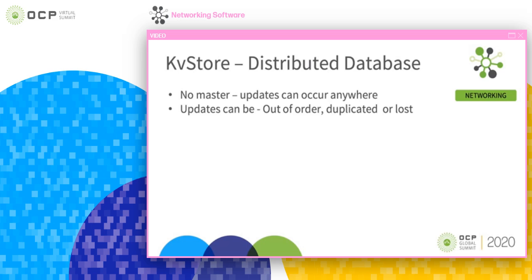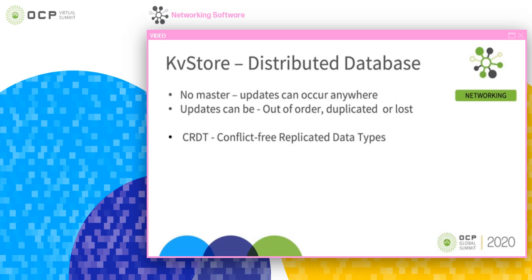If you notice, there is no master. An update can occur on any node and anywhere. Further, the updates that are made to different nodes in the network can arrive on a third node out of order. They can arrive multiple times, or in the worst case, be lost. To address these challenges, KBstore implements a data structure called CRDT, conflict-free replicated data types.